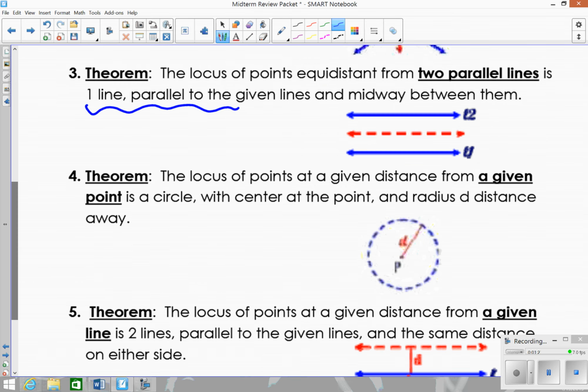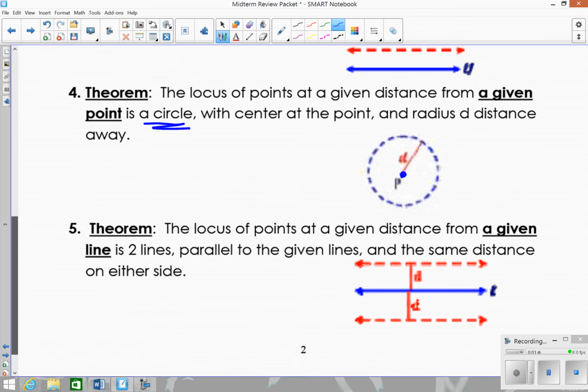If you start with a point, so if I start with this point, I want to find all points that are equidistant from this given point. I get out a circle that's some distance away, which is the radius of the circle, from the center of the circle, which is that given point. So you get out a circle.